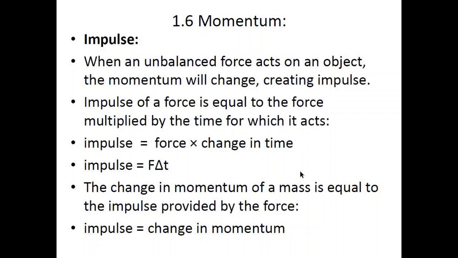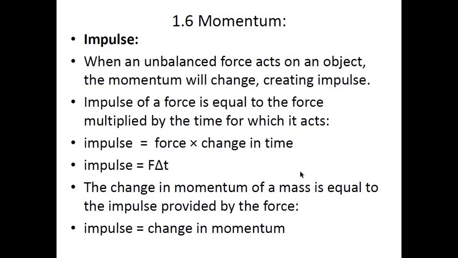Momentum is basically a quantity that keeps an object moving, whereas when you try to change that, you are creating an impulse, the effect of the force you're applying on an object to change its momentum. That amount of force per unit time that it is applied is known as impulse. Impulse of a force is equal to the force multiplied by the time for which it acts.